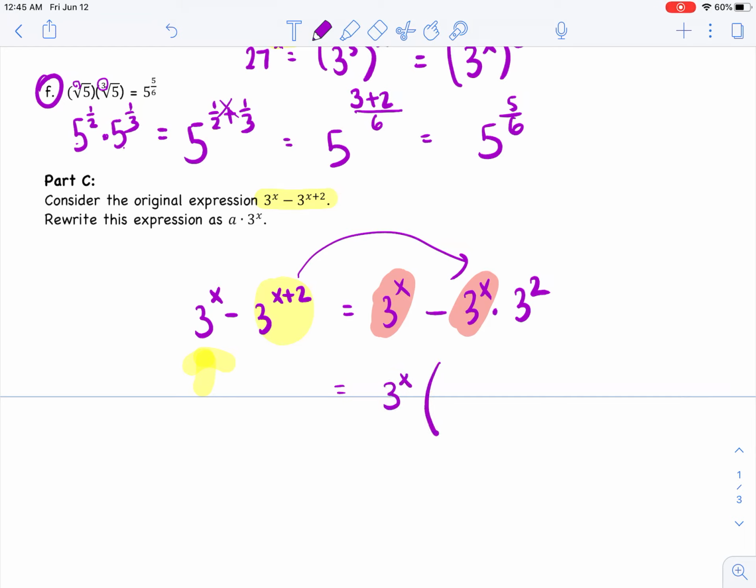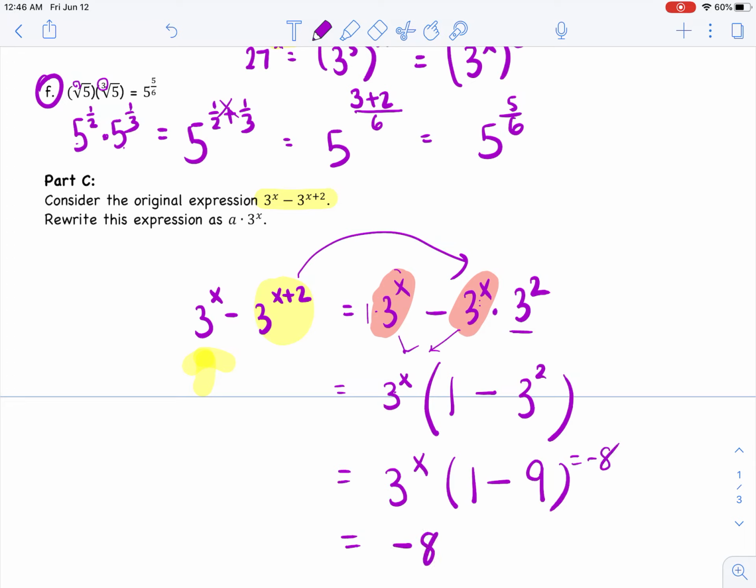So 3 to the x, you factor it out, then what? 1, right? Because you took out this entire thing, then leftover will be 1. Nothing means 1. So you have 1 here, and minus, you just follow the sign. And 3 to the x, you take out that one over here, right? So you're left over with 3 squared, like this, right? Then that is 3 to the x times 1 minus 3 squared, which is 9, right? And guys, look, 1 minus 9 is negative 8. So this is negative 8.